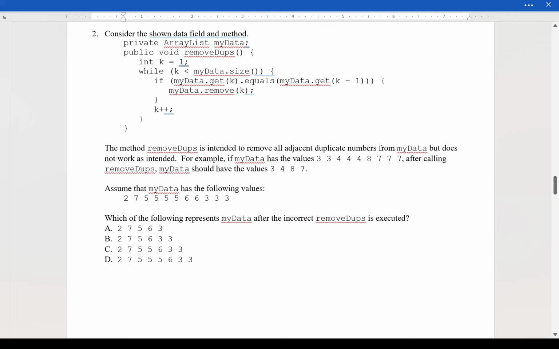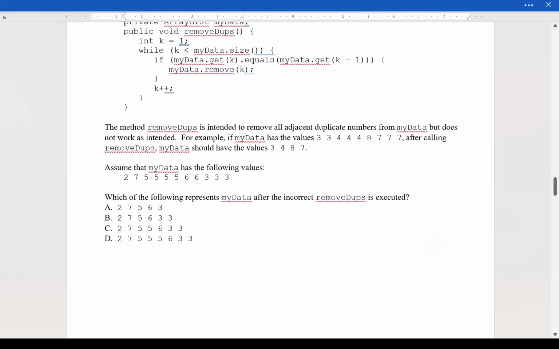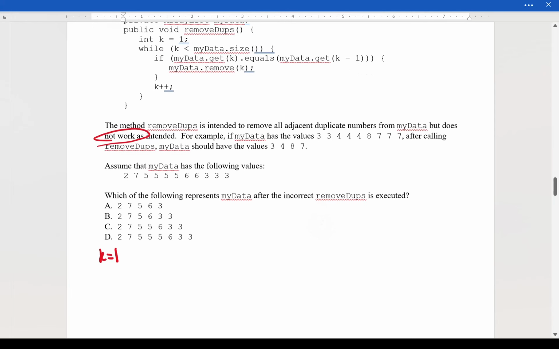Number two is a lot. You're going through an array list, you're removing things, you're checking to see if a guy's next door, and they're saying, oh, it's not working as intended. So what that tells me is that this answer is definitely not going to be A, because that removes everybody correctly. So what I did is I literally had to go through this code. It's annoying. I had to track stuff. It takes a while. So what we're going to do is we're going to track K is 1. That's what we're starting at.